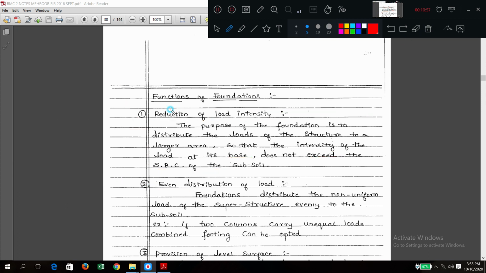Now, what is happening here? If this is a building, here only one floor is there, but here two floors are there. So here only one column is there, here a strong column is there. Whatever may be the loading, this foundation will distribute it. The total foundation is distributing unequal load into equal load or equal intensity. That is why the name given is even distribution of load. First is reduction in load intensity, second is even distribution of load.